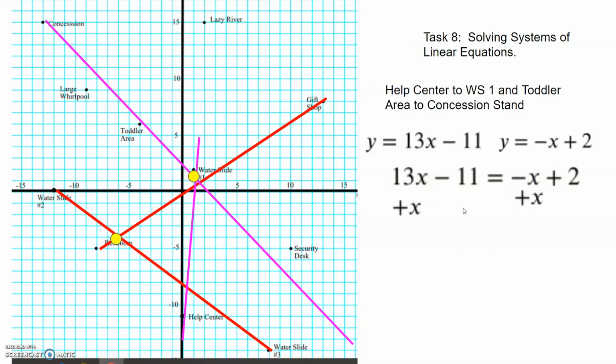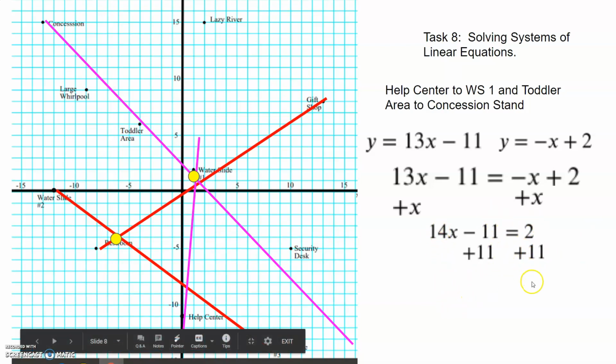And then I got to rewrite that line. So 13x plus x is 14x. Bring down your minus 11, bring down your 2, and then we're going to add 11 to both sides. And 2 plus 11 is 13. That cancels out, so we're going to bring down the 14. We're going to bring down now the 13. We're going to divide both sides by 14. And we're going to get x equals about 0.93, so pretty close to 1.